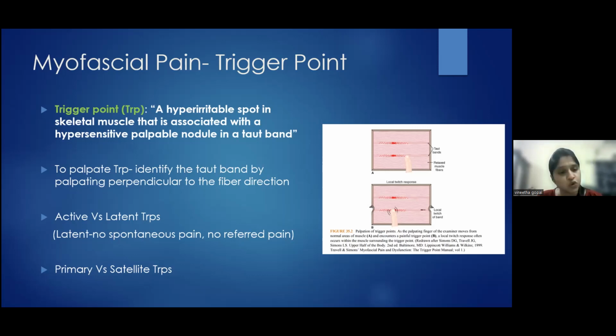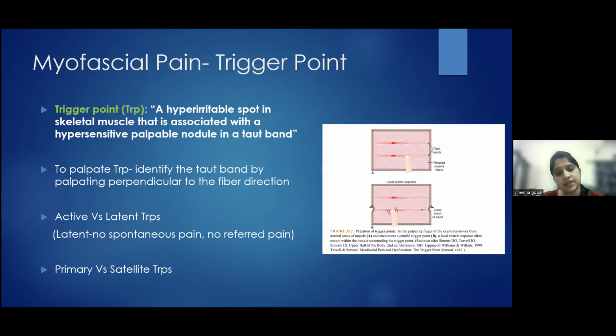There are two things that I commonly use. One is, as I said, reproduction of the patient's pain. Which one is reproducing the patient's original pain? Second again is referred pain. Only the primary trigger point will cause referral of pain. The other one will be more like a local pain.